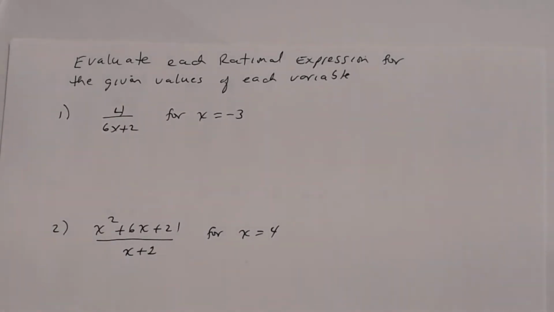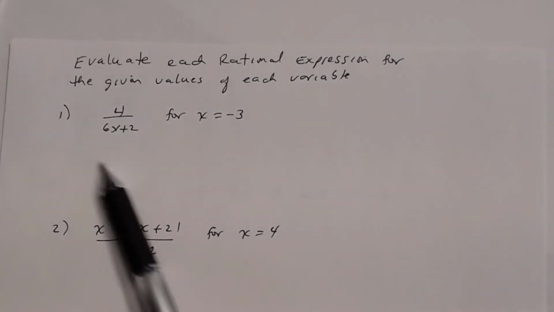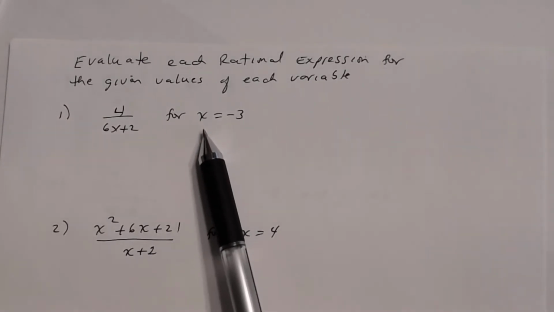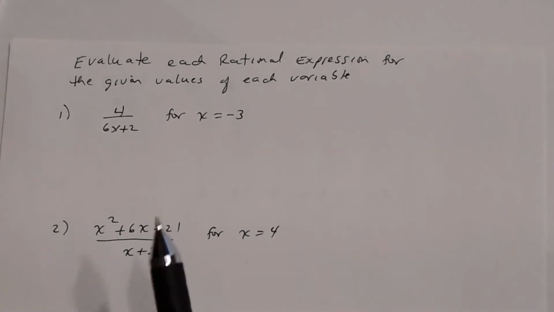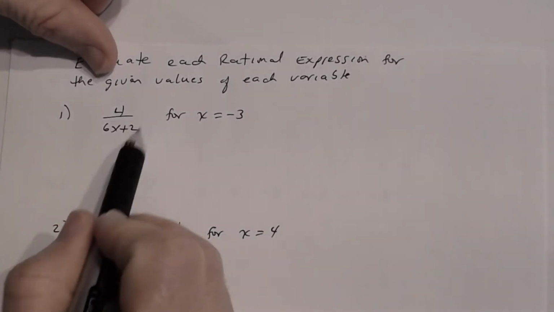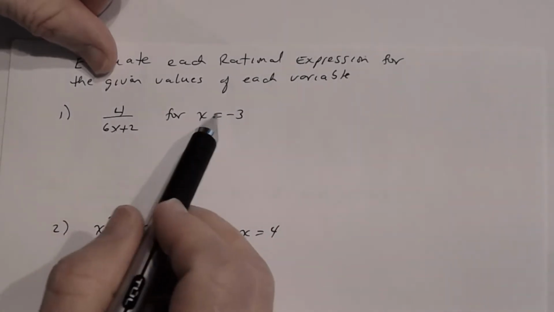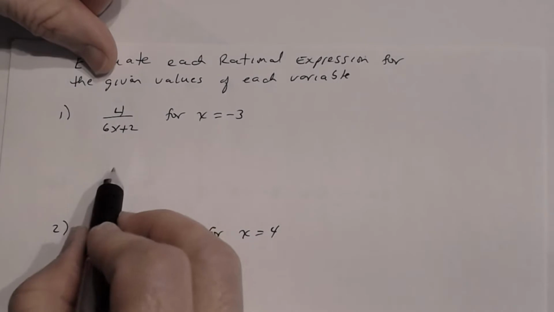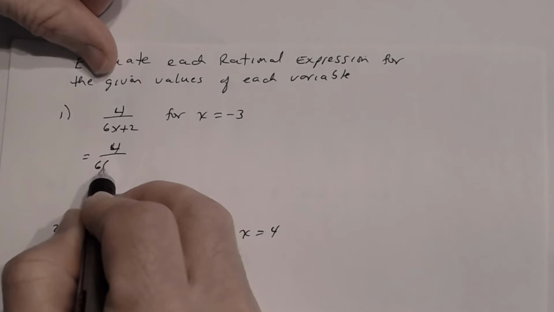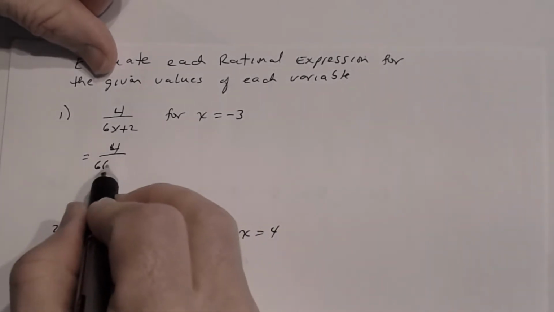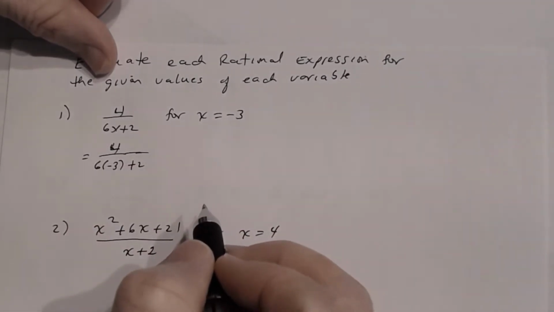So remember what evaluating means from previous courses. Given this rational expression, wherever you see the variable x in this particular problem, you're going to substitute -3. So you go back to this expression, and in place of x, and you only see it here, you substitute -3. So we get equals 4 divided by 6 times, and then x is -3, so you say 6 times -3, and then plus 2. So that's where I'm at, okay?